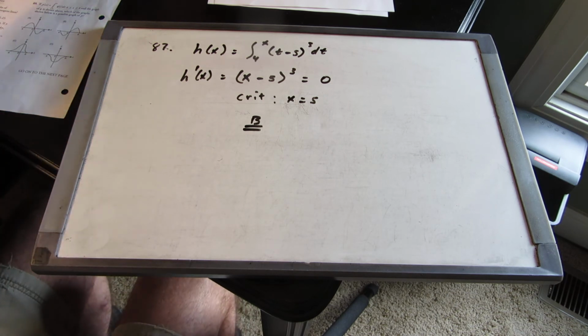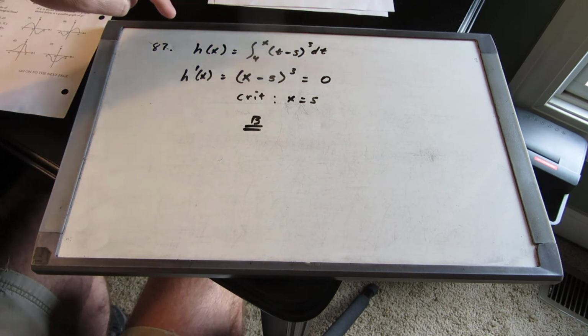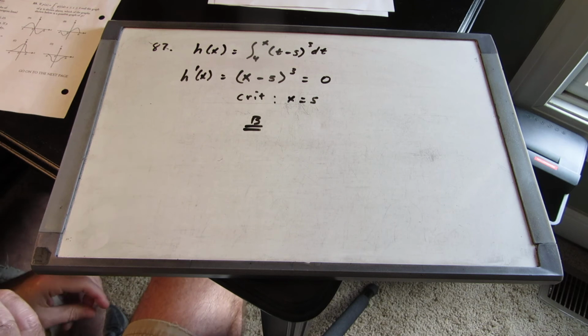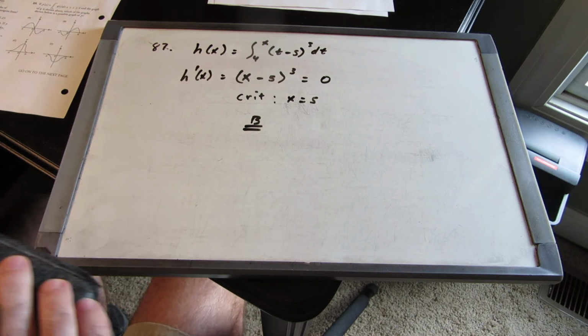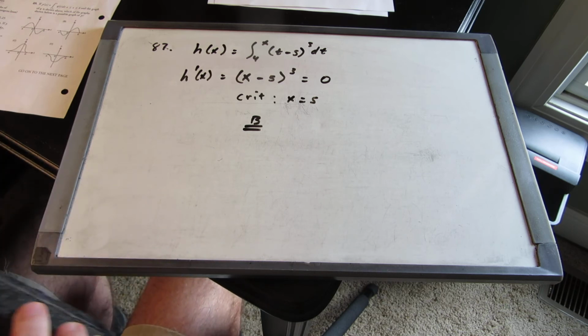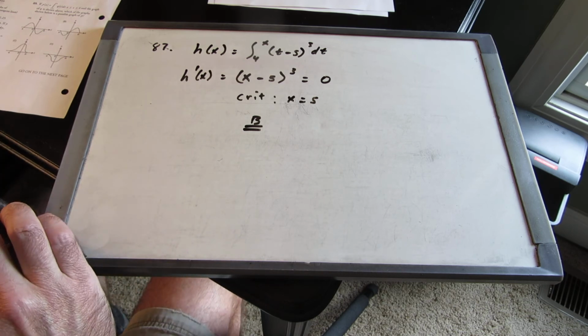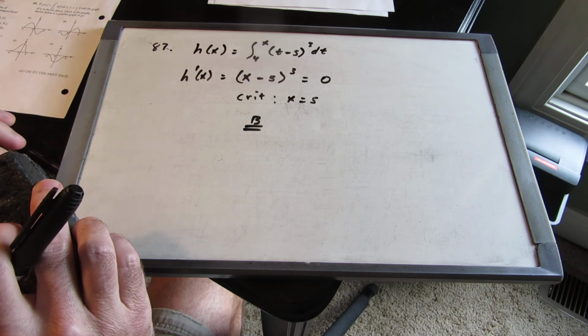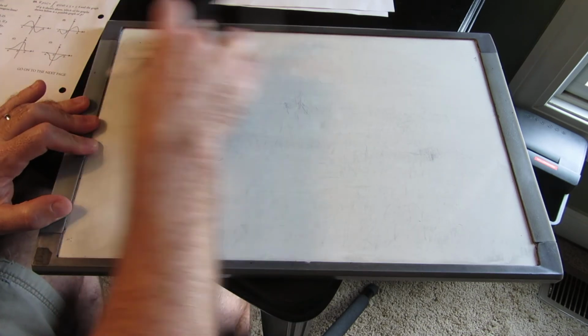So that's one you could get really quick if you don't look at it and say, oh, I don't know how to do that, it's crazy. Just plug in that upper limit, multiply by the derivative of the upper limit, and set it equal to 0. All right, so that is 87. Let's go for 88.